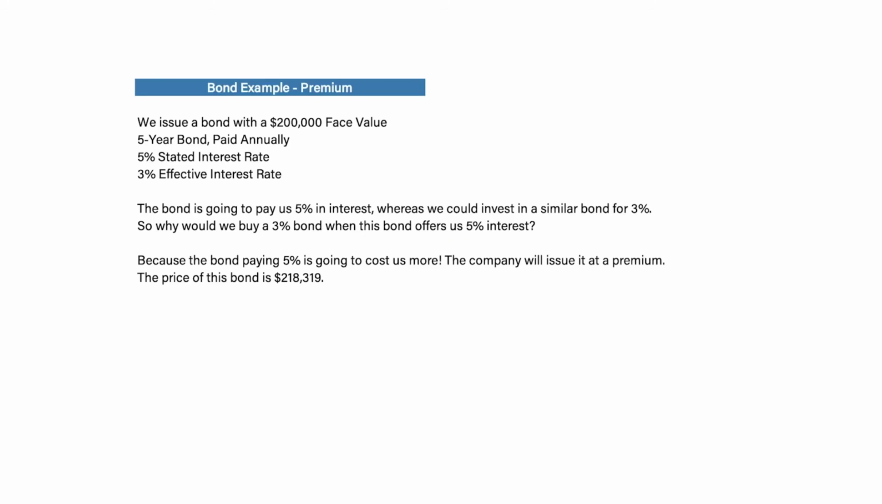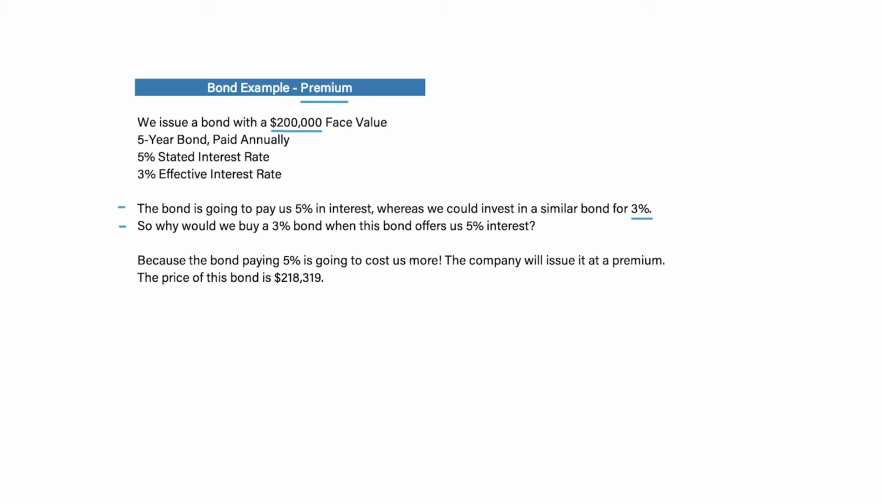So now let's consider this bond example for a premium. Now remember that a premium is the opposite of a discount. So a discount causes the price to be below the face value, and a premium causes it to be above the face value. So let's consider this example. The bond is going to pay 5% in interest payments, and a similar bond would pay 3%. So then why would someone buy a 3% bond when this bond offers 5%? The reason is because the bond paying 5% is going to cost more, because the company is going to issue it at a premium for the better interest payments.